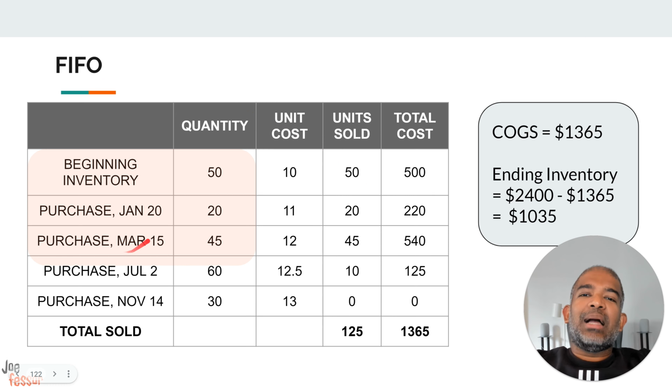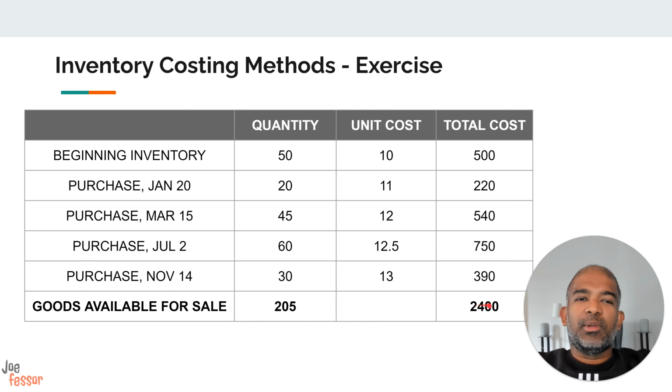I've also highlighted here how to visualize this FIFO. You start from the top and you go on until you sell your first 125 bottles. Everything that is left unsold remains as part of your inventory. So that becomes your ending inventory, or simply inventory at the end of the period. The remaining 50 bottles out of this set of 60 and all 30 bottles which were purchased on the 14th of November will remain as part of your inventory. So the ending inventory can be calculated by 50 times 12.5 plus 30 times 13. Another way to calculate your ending inventory is to simply subtract your cost of goods sold from your goods available for sale.